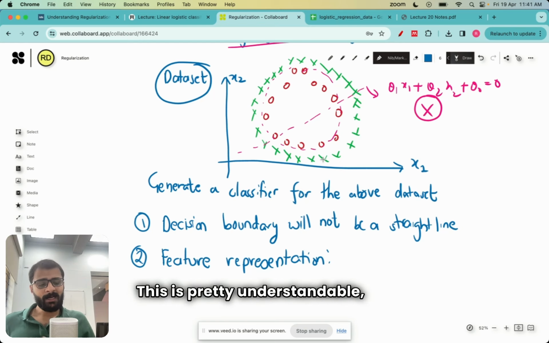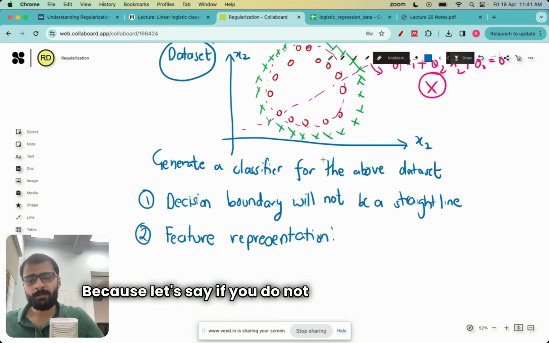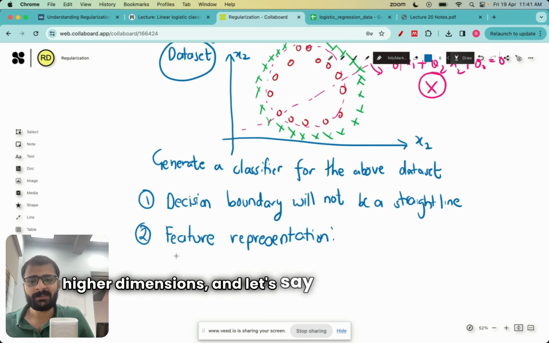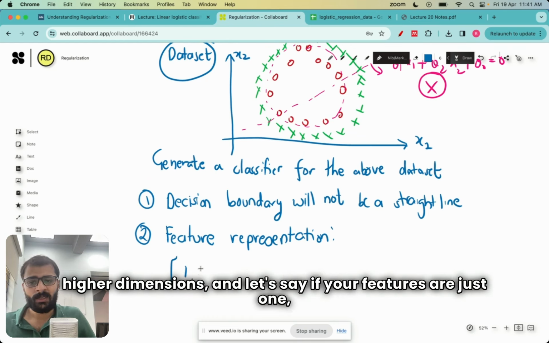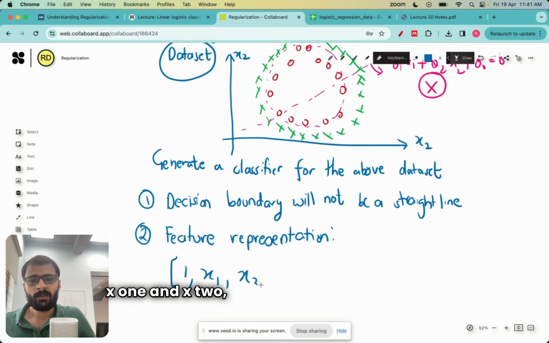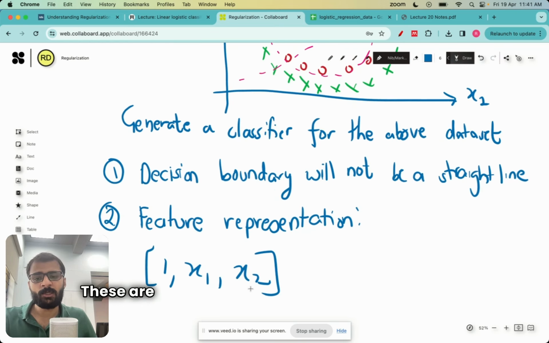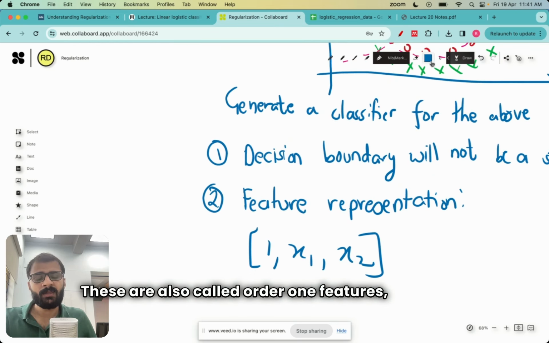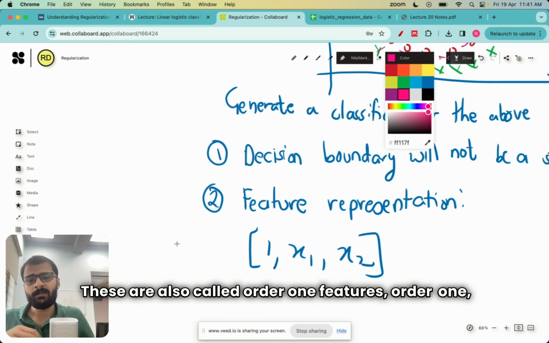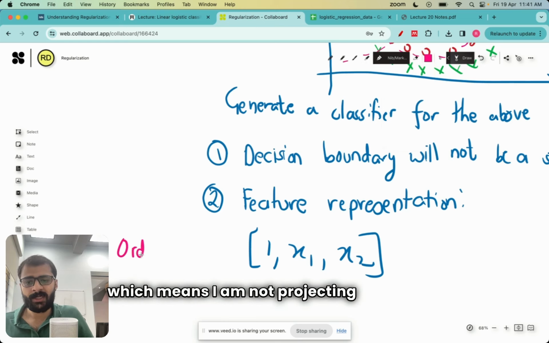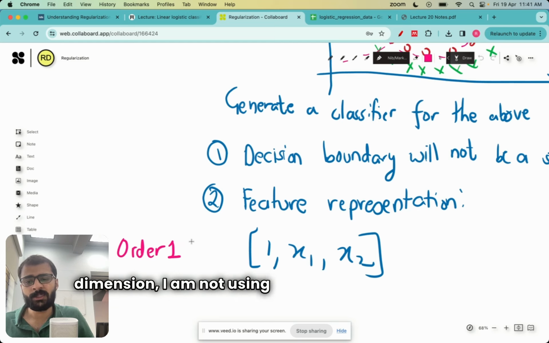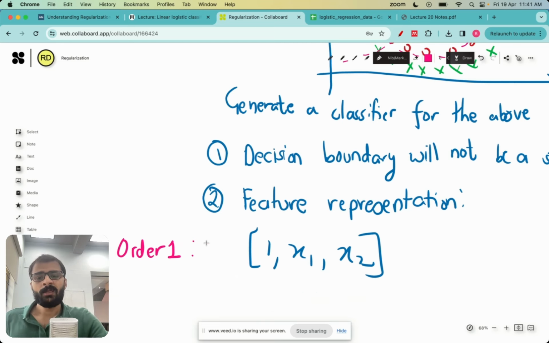This is pretty understandable, right? Because let's say you do not project the data into higher dimensions, and your features are just x1 and x2. These are also called order 1 features, which means I'm not projecting it to a higher dimension. I'm not using the feature representation trick.